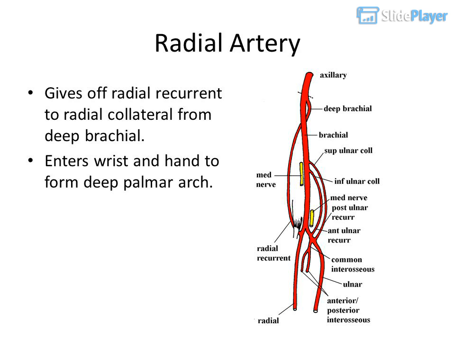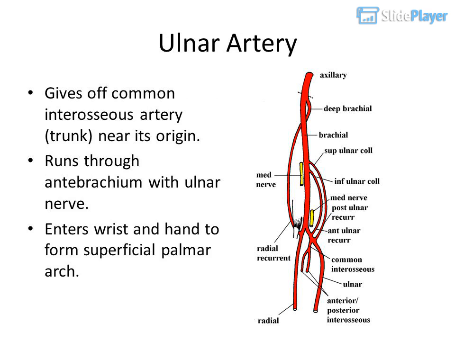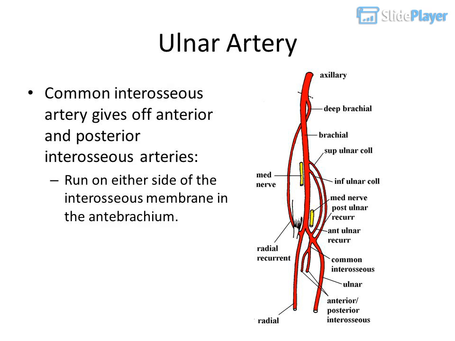Radial artery gives off the radial recurrent to anastomose with the radial collateral from the deep brachial, and enters the wrist and hand to form the deep palmar arch. The ulnar artery gives off the common interosseous artery, a trunk, near its origin. It runs through the antebrachium with the ulnar nerve and enters the wrist and hand to form the superficial palmar arch. The common interosseous artery gives off anterior and posterior interosseous arteries, which run on either side of the interosseous membrane in the antebrachium.